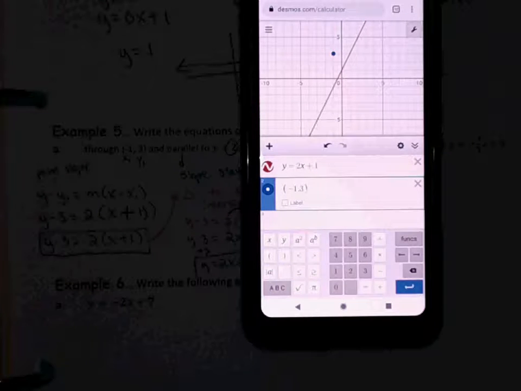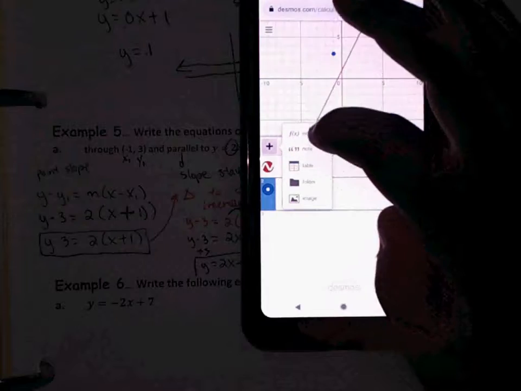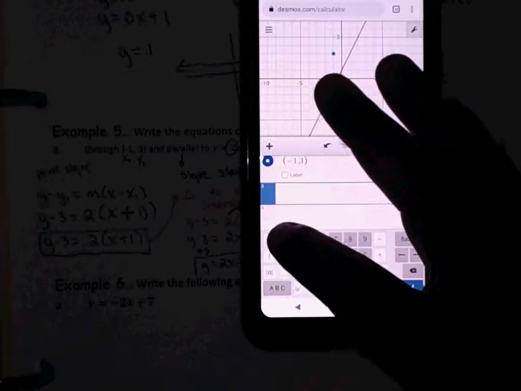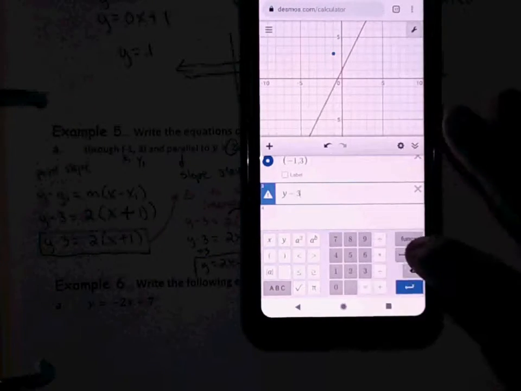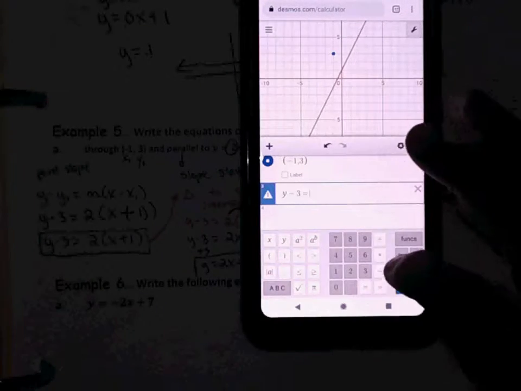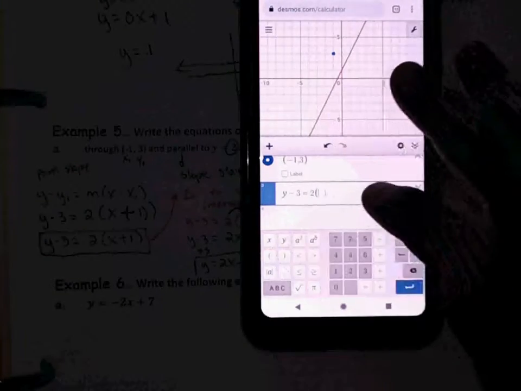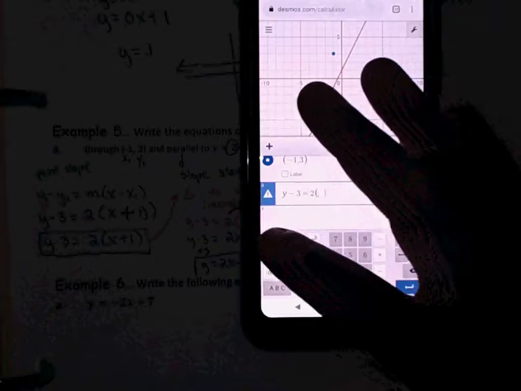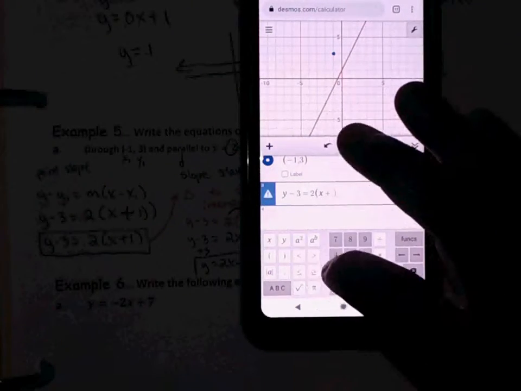And now I want to see if the equation for the line that I created actually goes through the new point and it looks like it's parallel. So I'm going to add another expression, and I'm going to do y minus 3 is equal to 2 open parentheses x plus 1 close parentheses.